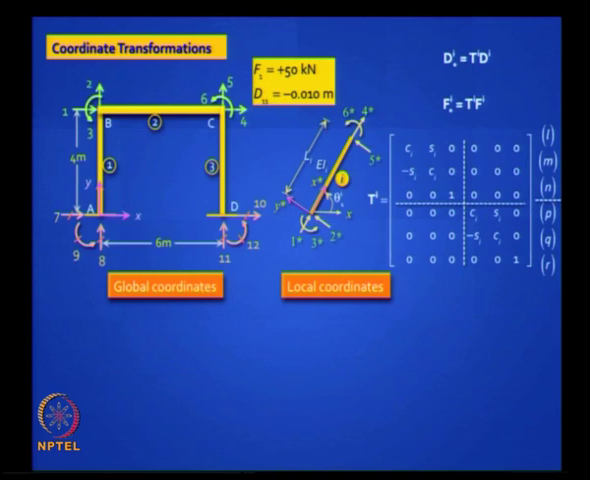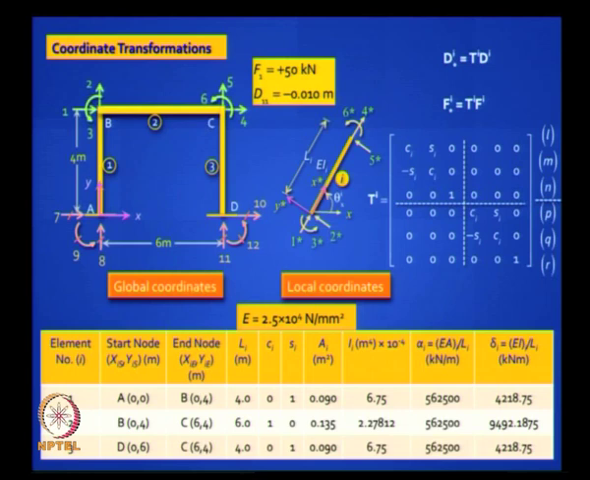So it is easy to generate this if you make a table, which is what I suggest you do whenever you deal with any frame. We have shown a single story, single bay frame, you can have a 100 story, 20 bay frame, it makes no difference. You have to systematically follow this procedure. You have to identify your elements, you have to identify the start nodes and the end nodes, you have to write the coordinates of those start and end nodes, which is what we did when we did the plane truss.